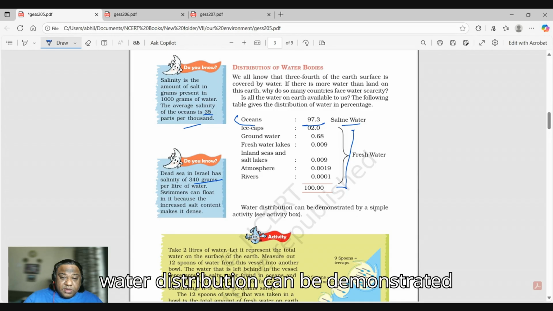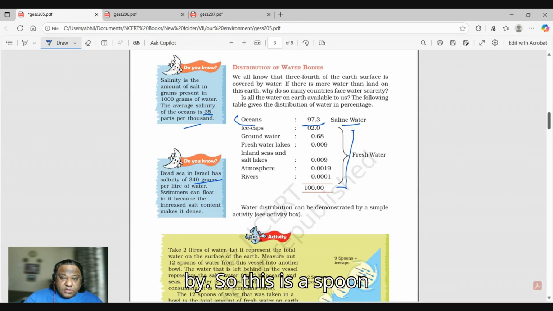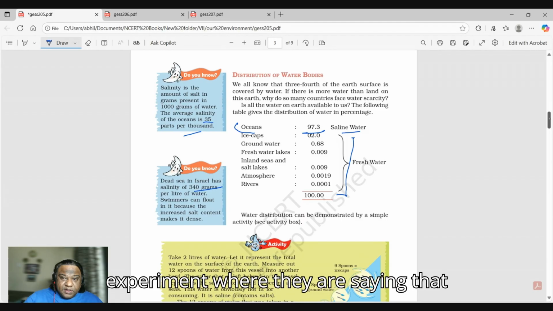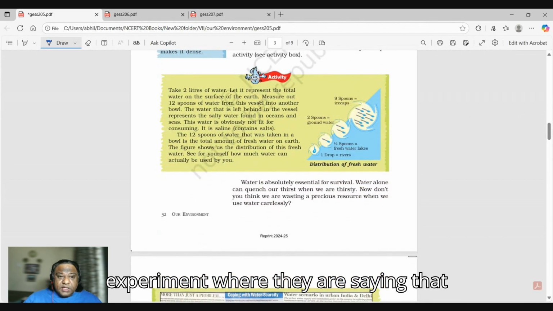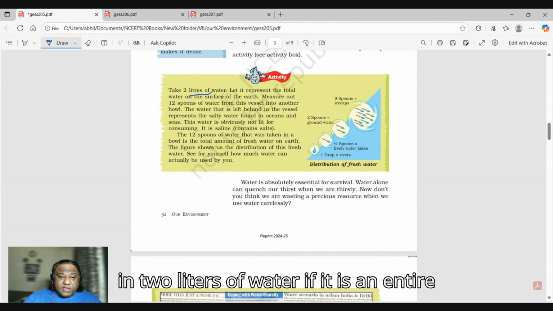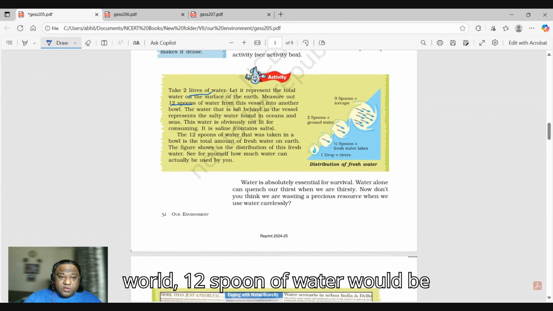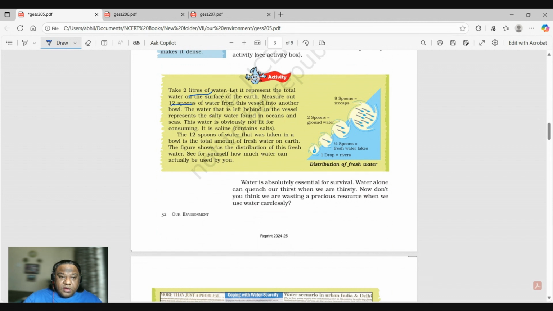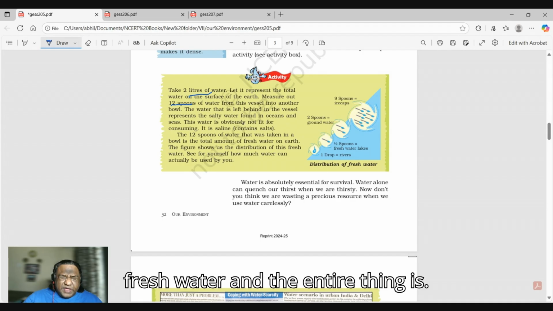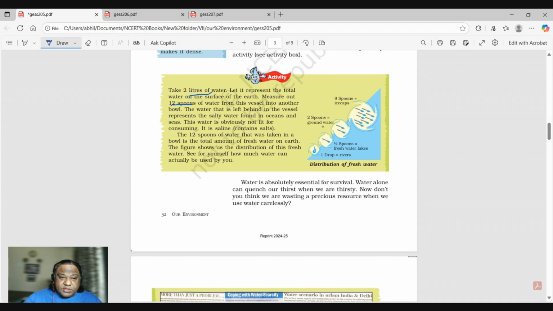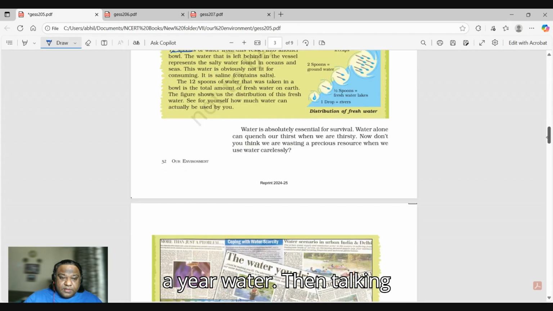Water distribution can be demonstrated by a spoon experiment, where they are saying that in 2 liters of water, if it is the entire world, 12 spoons of water would be the fresh water, and the rest of the entire thing is salt water.